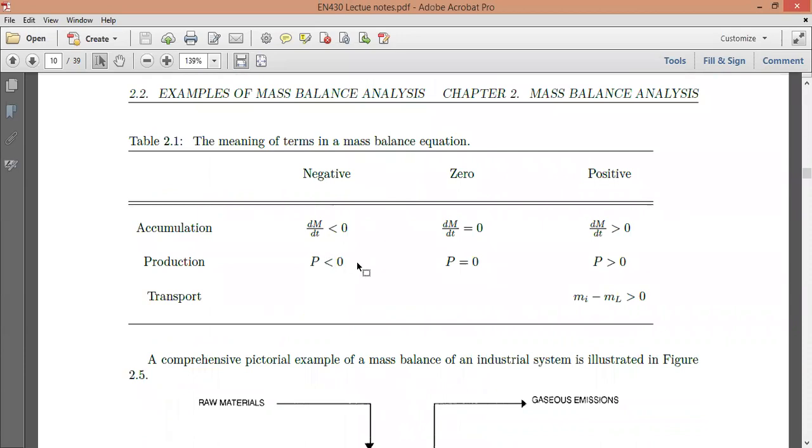We've understood. Then when P is equal to 0, it means that there's no production of millimole happening in that pot. There's no production of water. There's no reaction bringing in more water in that pot. So P is equal to 0. P is above 0, we've just explained that.